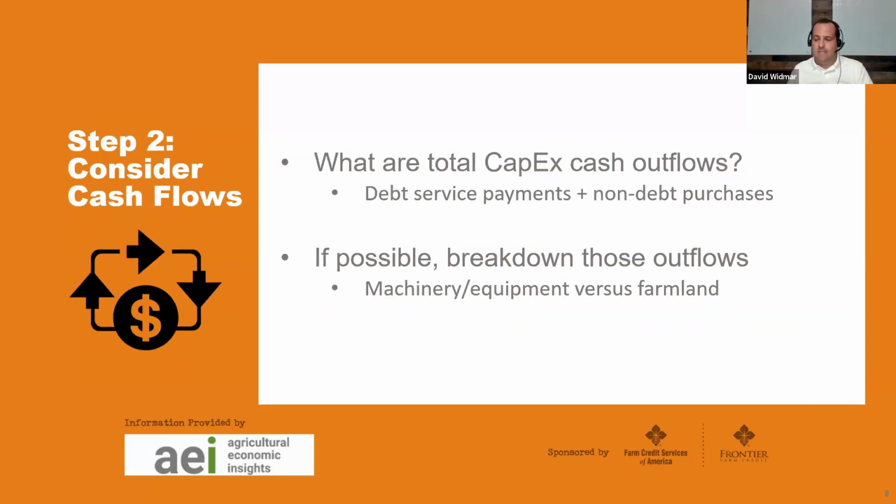The second step is start to consider the cash flow. So once we look at the actual activity, let's add another layer of information, and we start considering the specific cash flows. So what are your annual CapEx cash flows? And we want to measure that with total debt service payments plus non-debt purchases. And included in there could also be those leases if you have machinery leases, but sort of try to capture that. And when possible, go back a few years, see if you can capture, 2021 is not done yet, so we should be able to capture that.